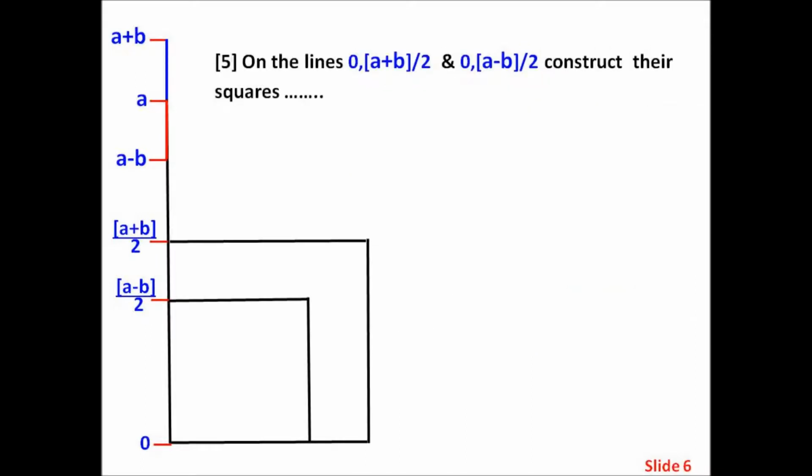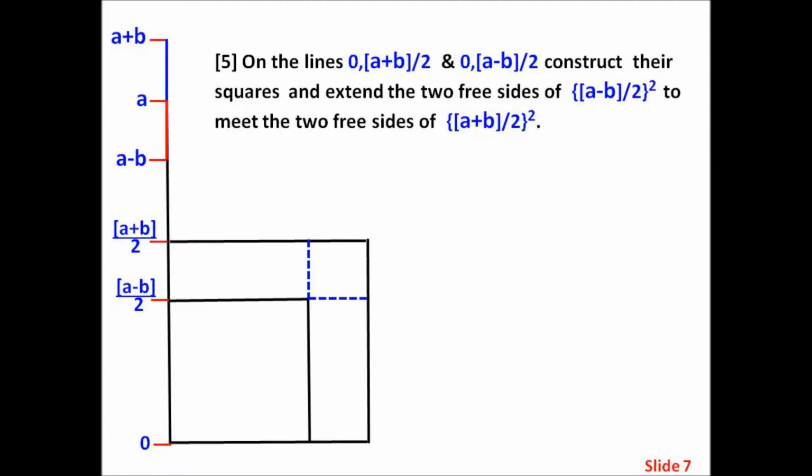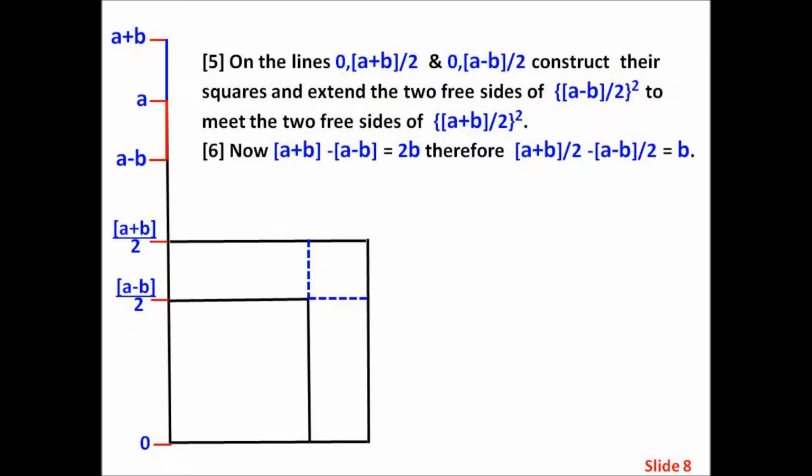5. On the lines O, A plus B all divided by 2 and O, A minus B all divided by 2, construct their squares and extend the two free sides of A minus B all divided by 2 all squared to meet the two free sides of A plus B all divided by 2 all squared.